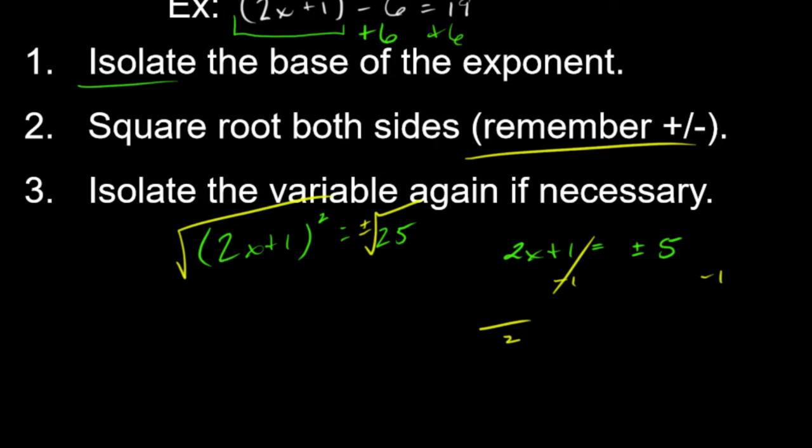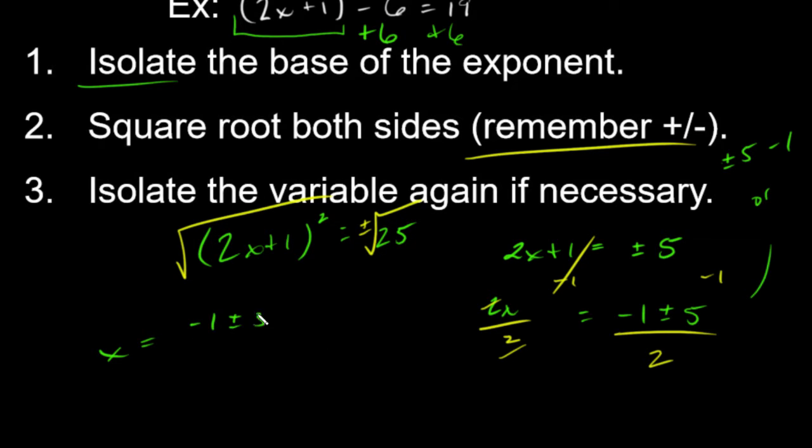And so you'd get 2x equals negative 1 plus or minus 5, or plus or minus 5 minus 1, right? Whichever one you want to think about. It's just semantics to argue about which one you should do it as. They are both exactly the same. So you divide by 2 to get rid of the 2 here. And then you have x equaling negative 1 plus or minus 5 over 2.